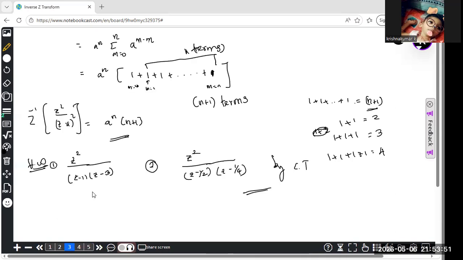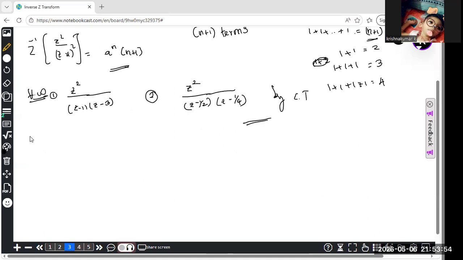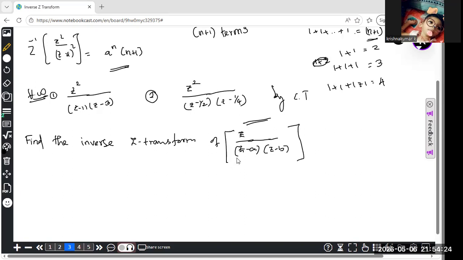Okay, so you just look at that. Find the inverse Z transform of Z by (Z minus A) into (Z minus B). Okay, so that's it. Here we have only single Z in the numerator. Okay, so this is an important problem.